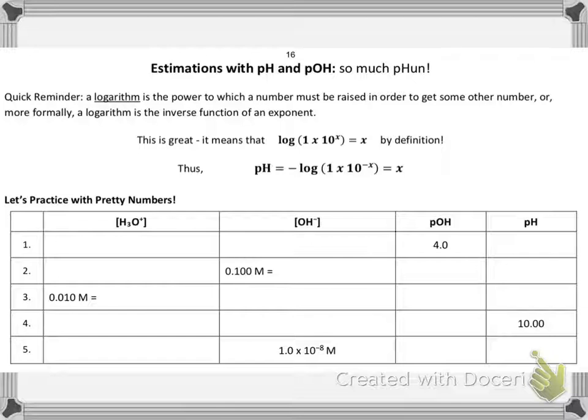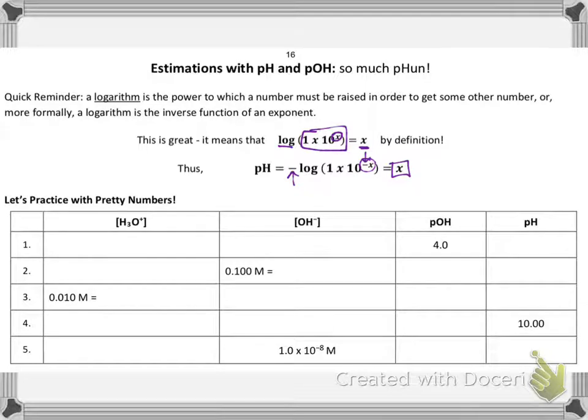So by definition, if you take the log of 1 times 10 to the x power, you're basically undoing the 1 times 10, you just get x. So if you want to find the pH, of course, that's the negative log of 1 times 10 to the negative x. Notice that negative and that negative cancel each other out. So you just get x.